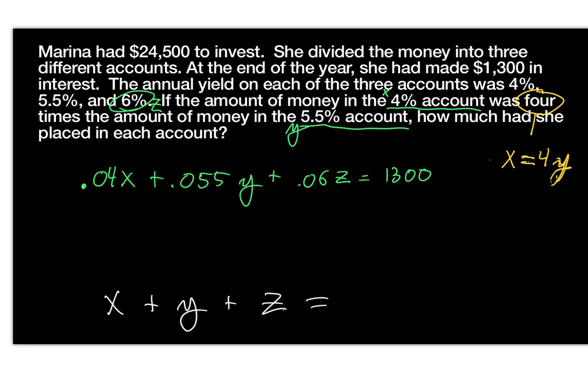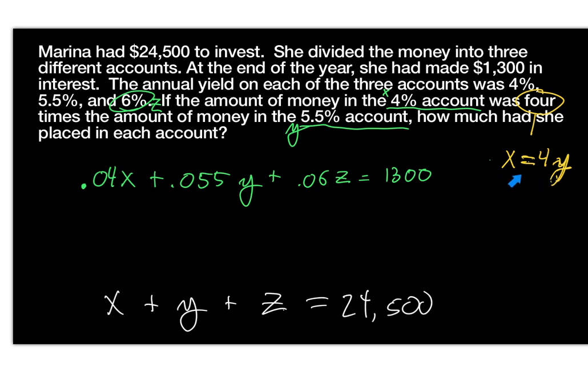Which meant if I take all of those together, 4% of the X, 5.5% of the Y, 6% of the Z, that's $1,300. But then we also know X plus Y plus Z, the amount of each of the three accounts together, should be $24,500. So I have two equations with three variables, which typically means you can't solve that. If you have two equations, you can solve for two variables, three equations, three variables.